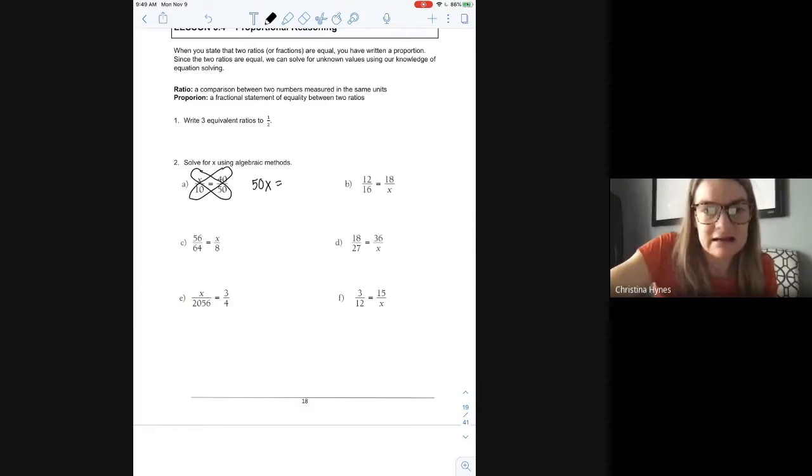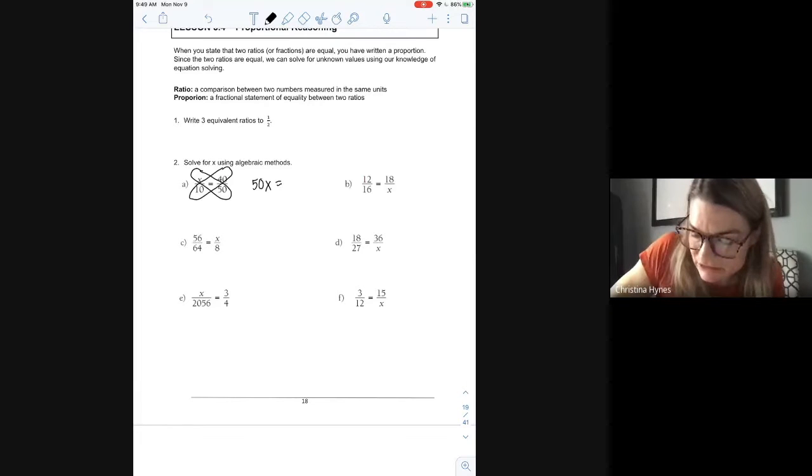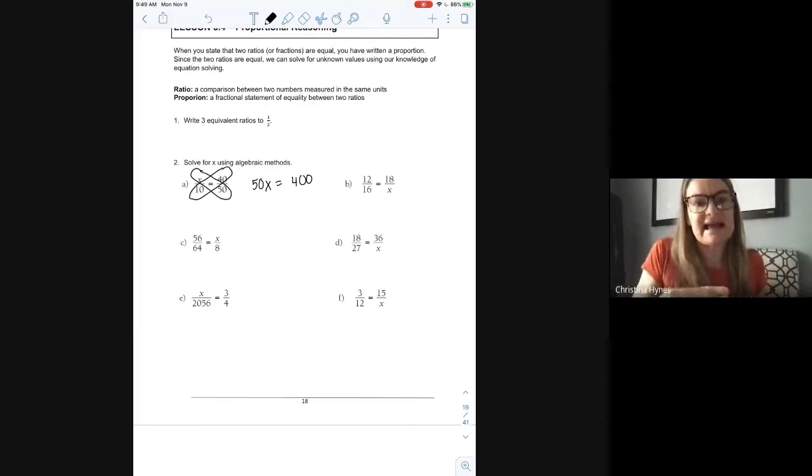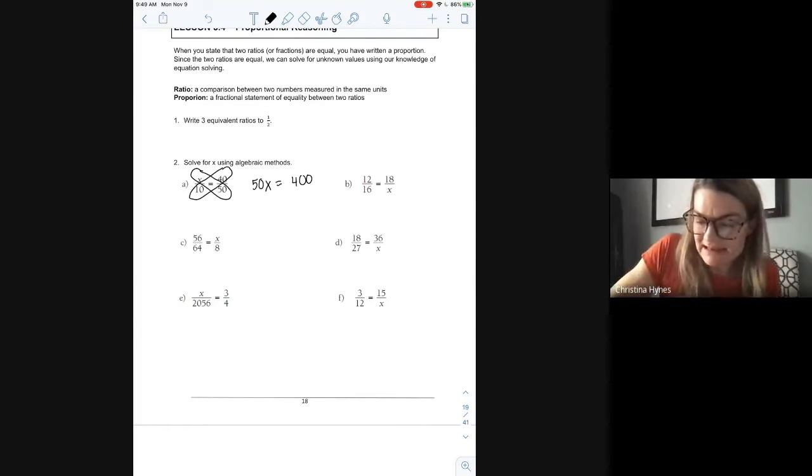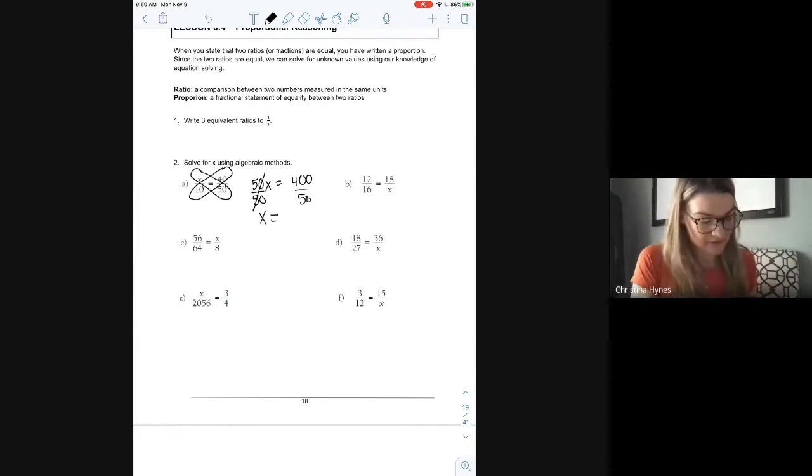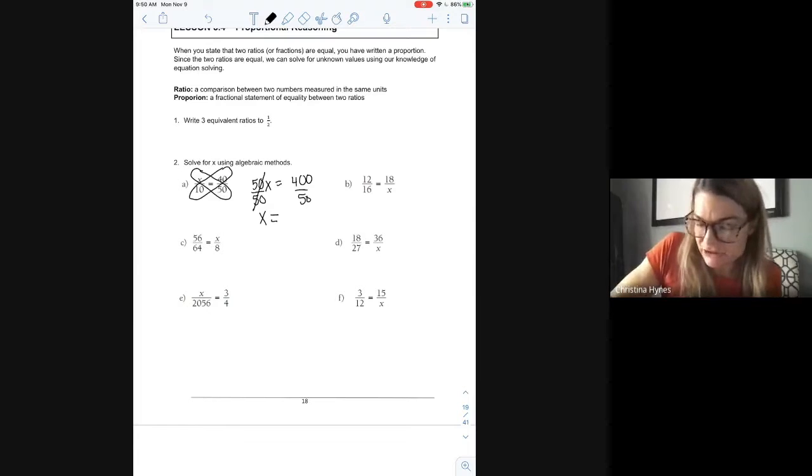Then we want to go on the right side. The right side will be 10 multiplied by 40. So 10 times 40 is 400. Lastly, we have to get x by itself by dividing both sides by what is in front of x. That is dividing by 50 on both sides, which gets us x by itself. So in your calculator, 400 divided by 50, and your answer is 8.